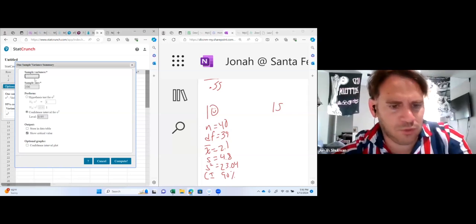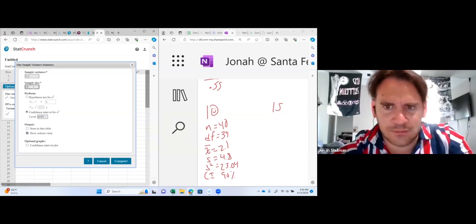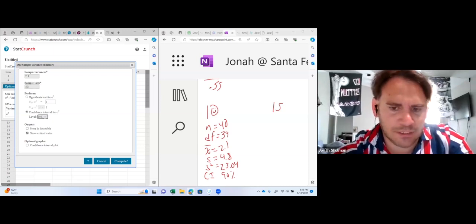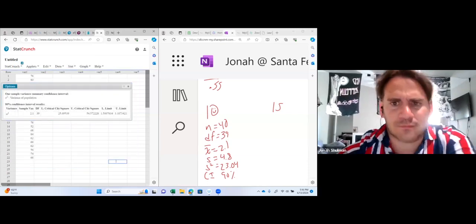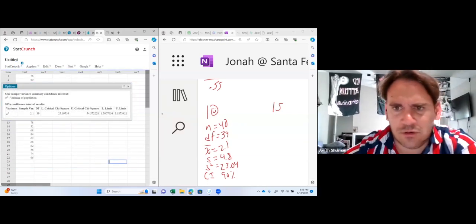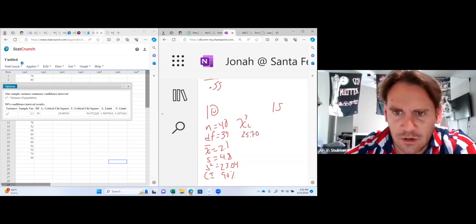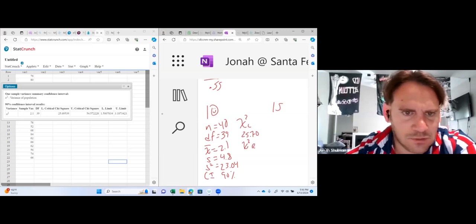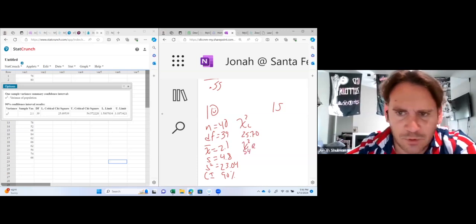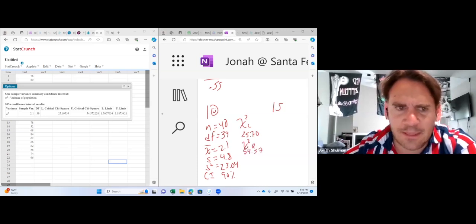So our mean is 2.1. Our sample size is 40. Confidence interval has dropped to 90%. Sweet. So our chi-squared to the left is 25.70. Our chi-squared to the right is going to be 54.57. And we have our lower and upper limit.